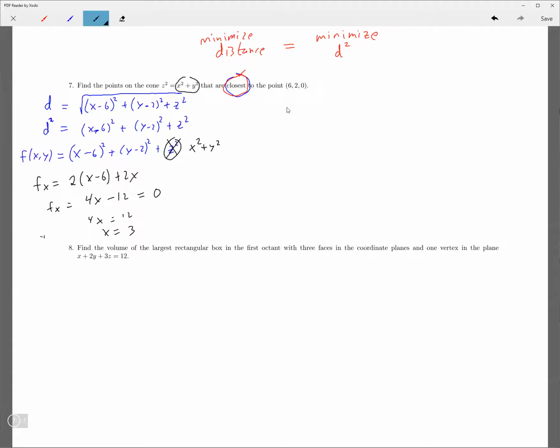I'm confused. Okay, so now let's take the partial with respect to y. What does that give us? It would be 2y minus 2, 2 times y minus 2 plus 2y. So that's going to be 4y minus 4. So y is 1.